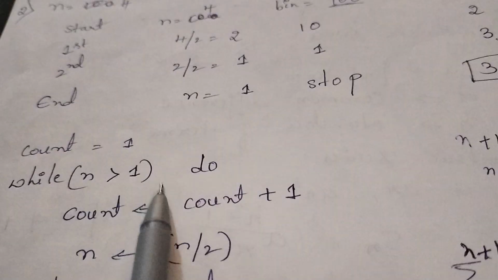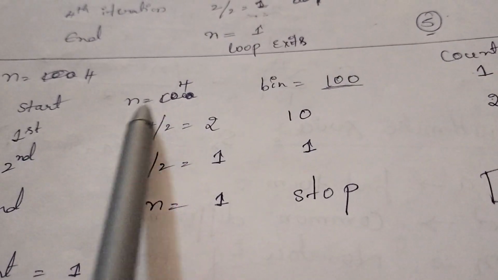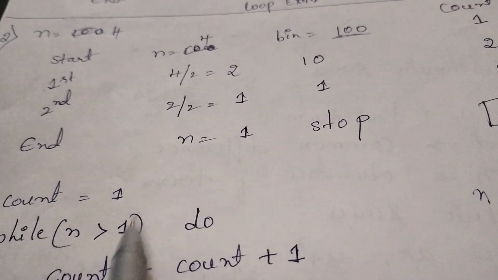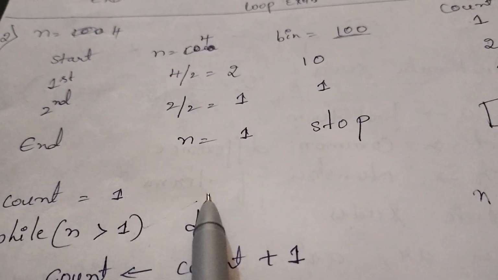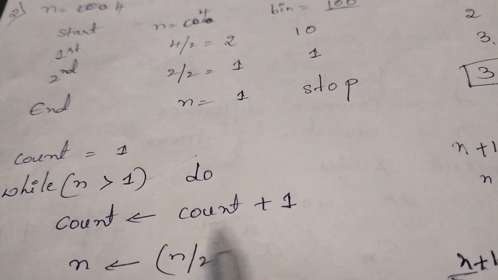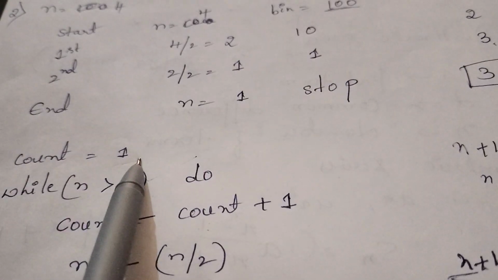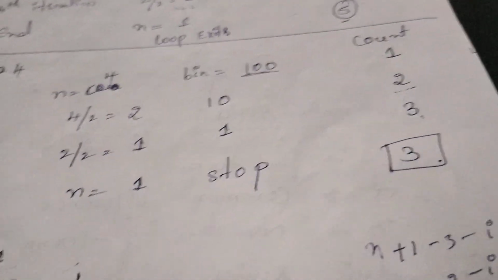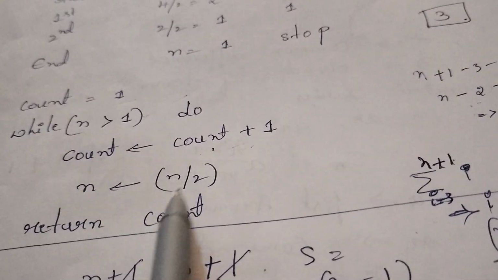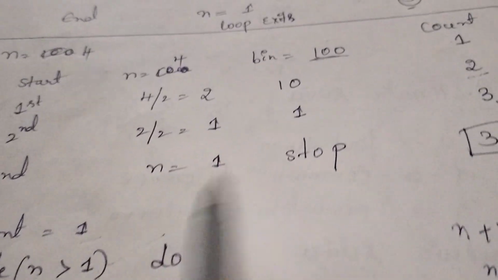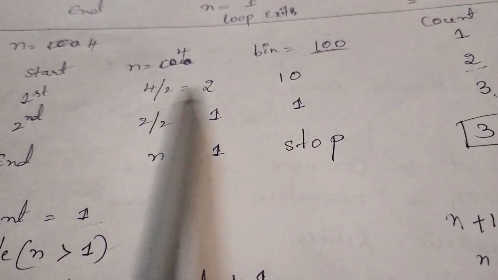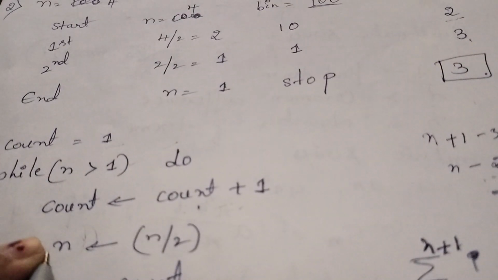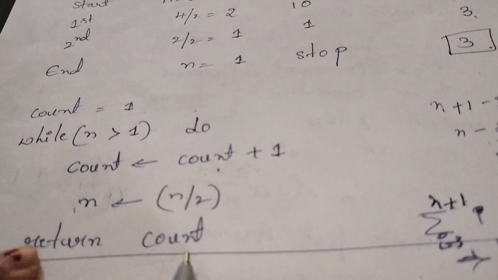If the n value is greater than 1, for this case let us take n value as 4. 4 is greater than 1, so the condition is evaluated to true. If the condition is true, update the value of count. The initial value of count was 1; if you update, 1 plus 1 is equal to 2. After that, divide n by 2. The value of n is 4; 4 by 2 is equal to 2, and 2 will be updated as the value of n. And then return the count value.